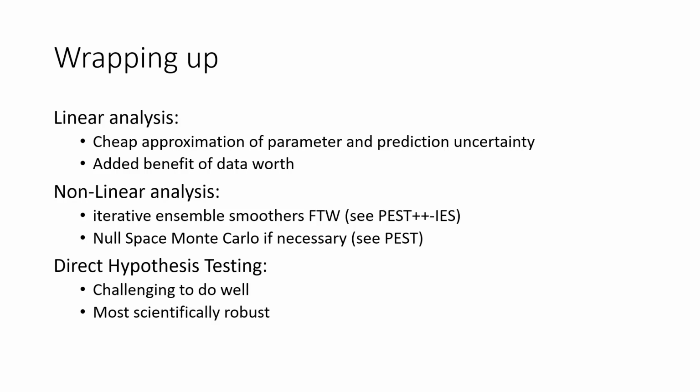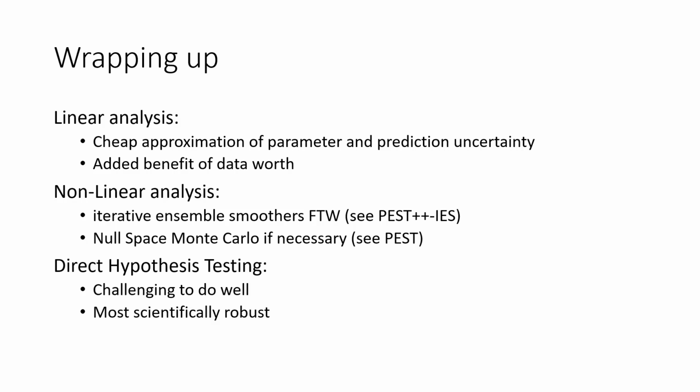As we've seen, linear analysis provides a very cheap approximation of both parameter and prediction uncertainty. Although approximate, those assessments of uncertainty are usually good enough for a decision support context. They have the underutilized added benefit of data worth, so particularly useful to explore what additional data to collect in order to reduce uncertainty. We then went into nonlinear uncertainty analysis methods.